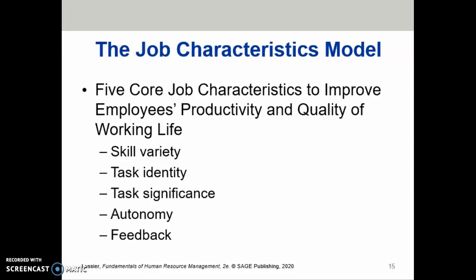Autonomy, degree to which the employee has the power to make decisions for planning and organizing, and then feedback, the extent to which employees find out how well they perform. So numbers 1 through 3 lead to a degree of experienced meaningfulness of work. The fourth one, experienced responsibility of the outcome. And number 5, the psychological state of the knowledge of the results.